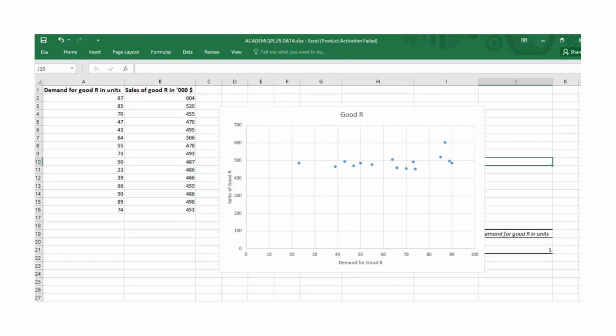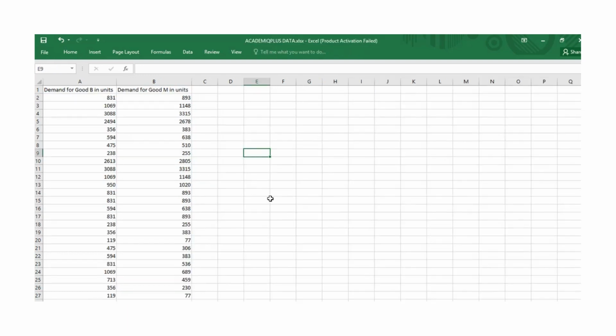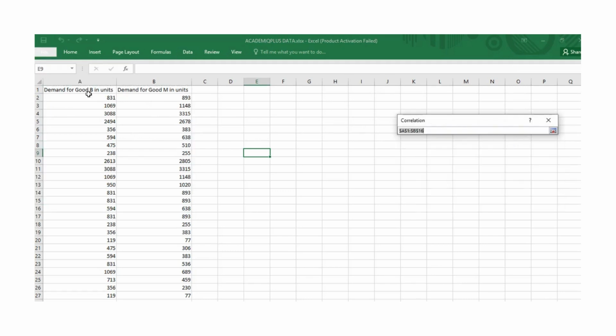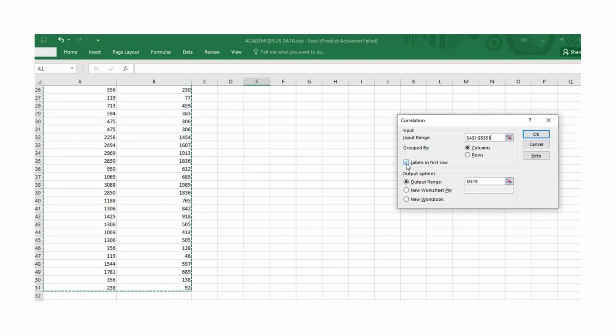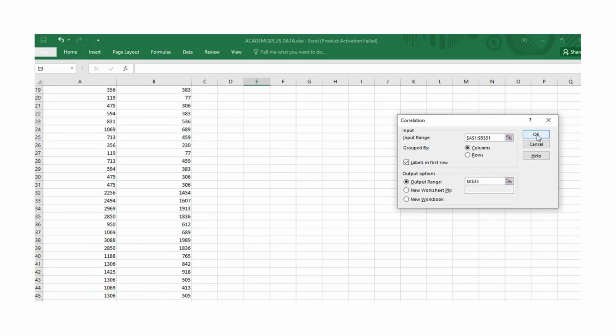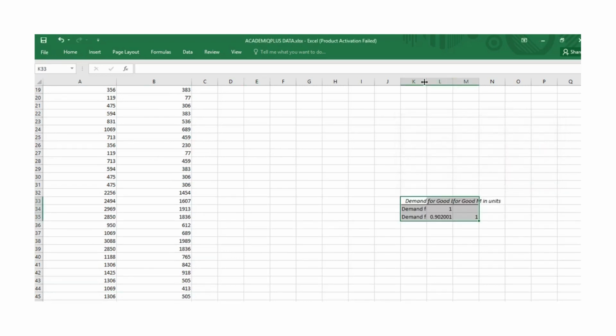Alright, we have it. The next scenario, we have demand for good B in units and demand for good hem in units. Let's see if there's a relationship between the demand for these two different goods. So we'll go to data analysis, click on correlation and click OK. We input the range, that is the data that we have. Here the label is checked. Then for the output range, we want the result here, and we click OK.